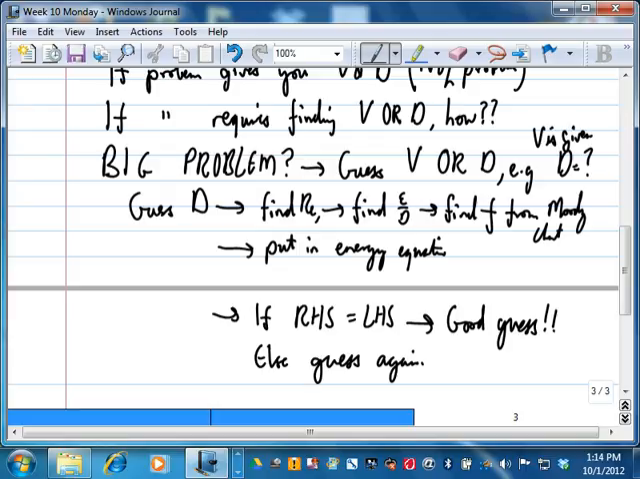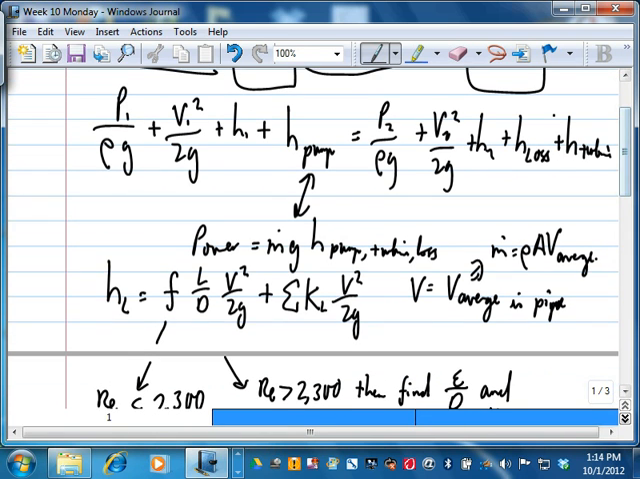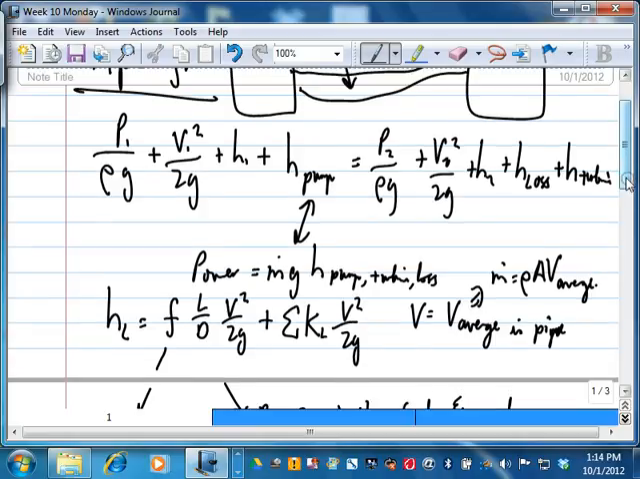So you need to guess the diameter, find the Reynolds number and the relative roughness, look up the F from the Moody chart, and put it back into the energy equation, put it back inside this equation. This is the energy equation. And if this side balances this side, then it's a good guess. It means your system satisfies the first law, the energy conservation principle.